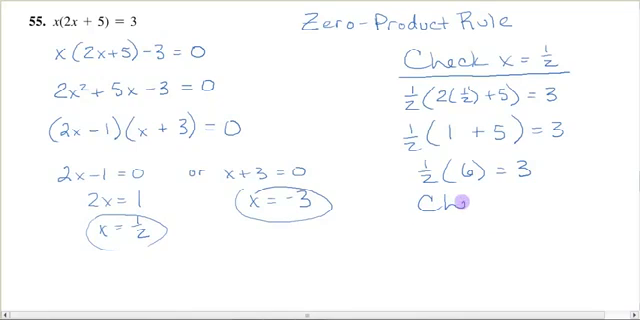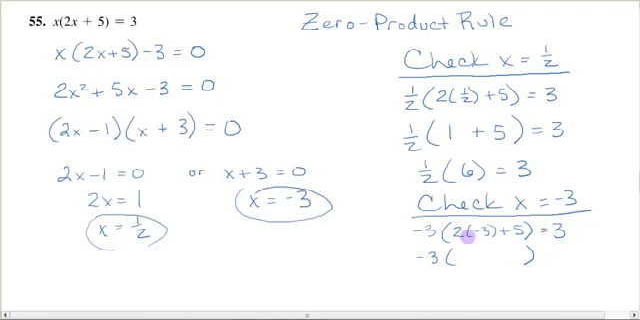And let's check our x equals negative 3. Put into the very original problem, negative 3 times 2 times negative 3 plus 5 equals 3. And I get negative 3 times negative 6 plus 5 equals 3. Negative 6 plus 5 is negative 1. Write everything else as we go, just as it was before in the step before. So negative 3 times negative 1 is a positive 3. So x equals negative 3 is also a solution.